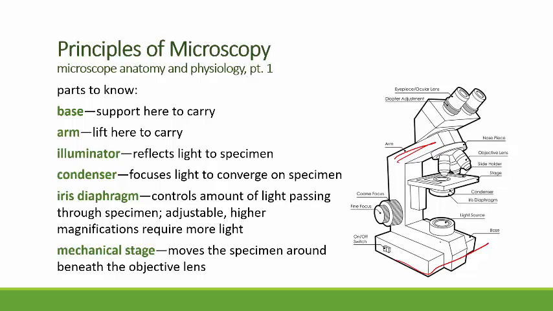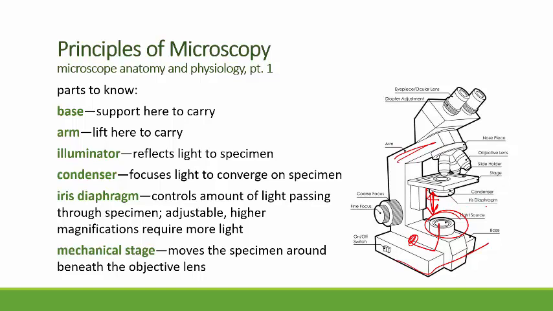The illuminator is the light source here. So there's a lamp in here, and there are mirrors that send the lamp up through this first lens. So that's the illuminator. It reflects light up to the specimen. The condenser is found here. That focuses the light. It converges the light onto the specimen. And as you move the condenser up and down, so it's got a dial that moves it up and down in this direction, it will focus the light more tightly on the specimen.